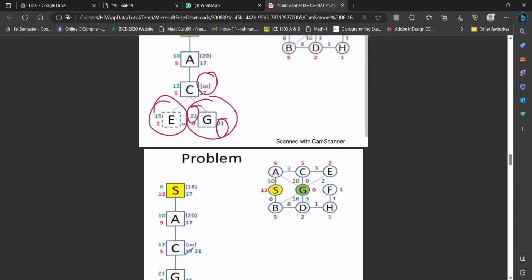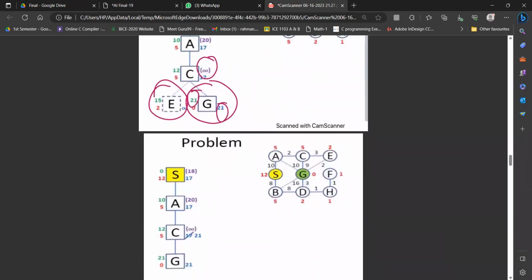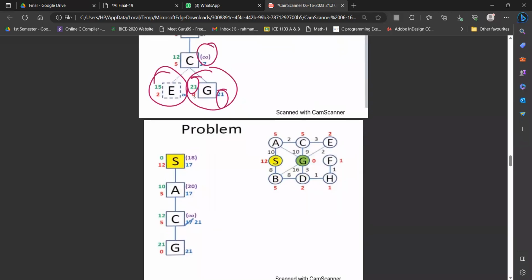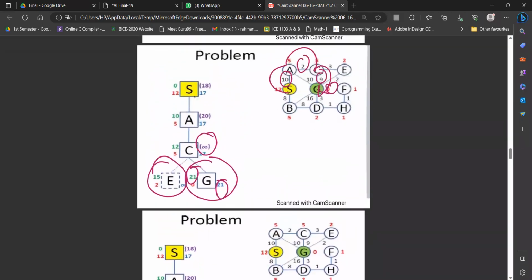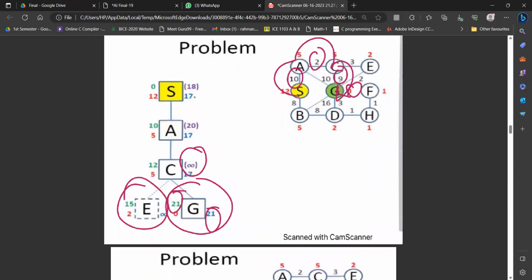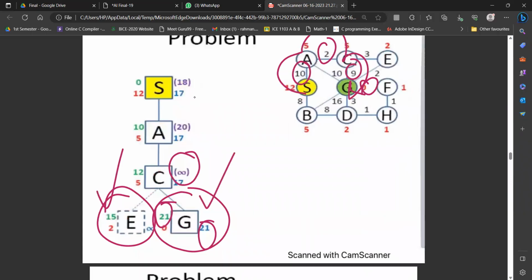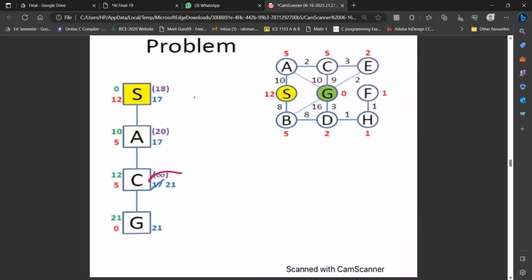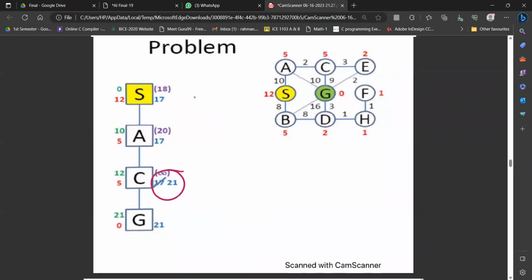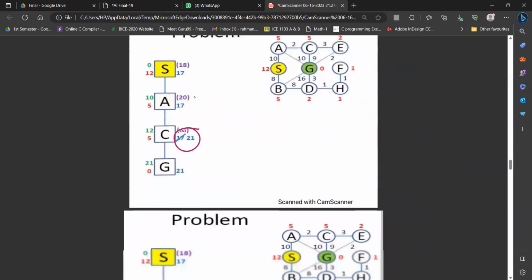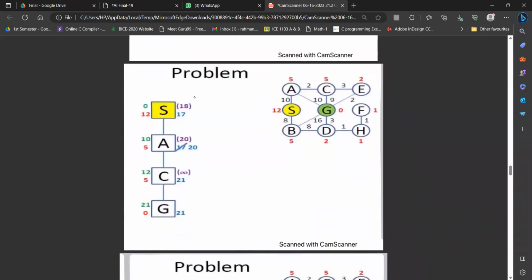Now, since I have explored both the children of C, I can update C with the smallest F value among its children. So among infinite and 21, 21 is the smallest, right? So I need to update that with 21, and I just did. So here's the thing. The rest of them should get updated as well.